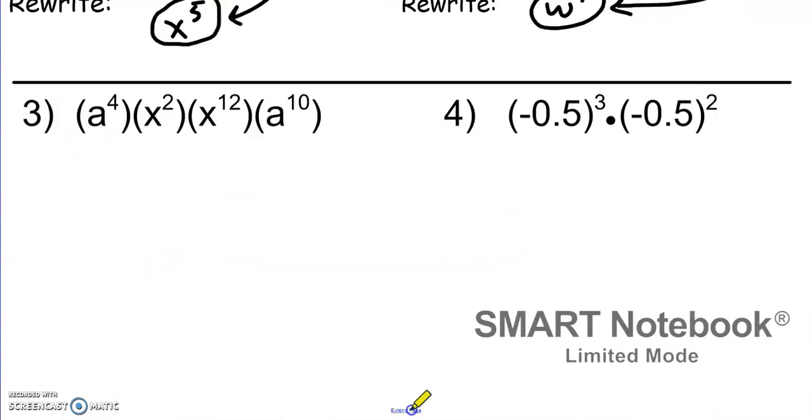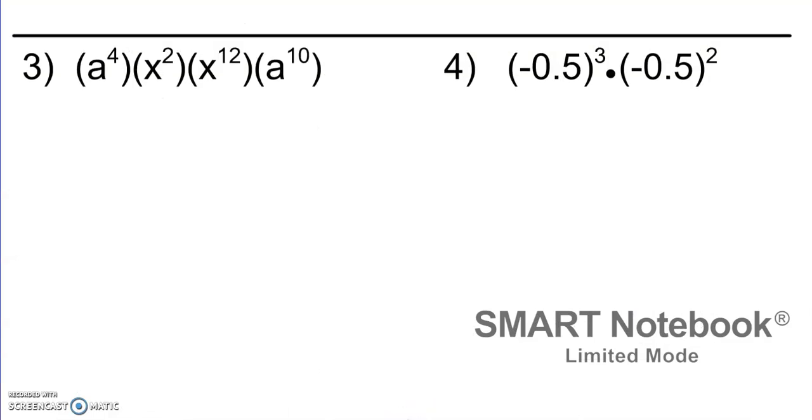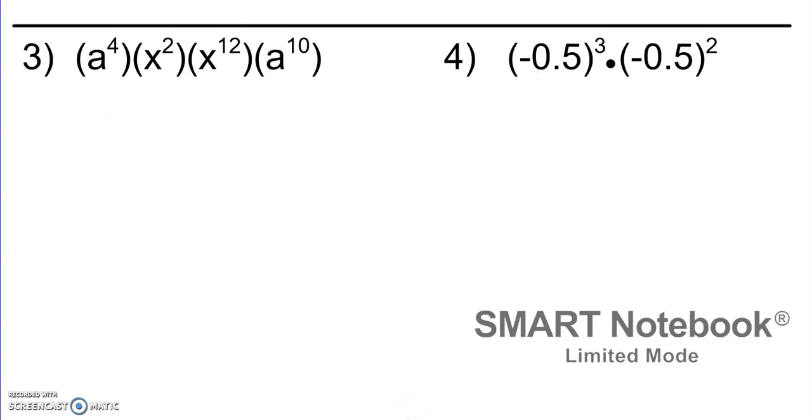So with that, please try these two problems on your own. Pause the video to complete it, and then resume when you are ready to check your answers.